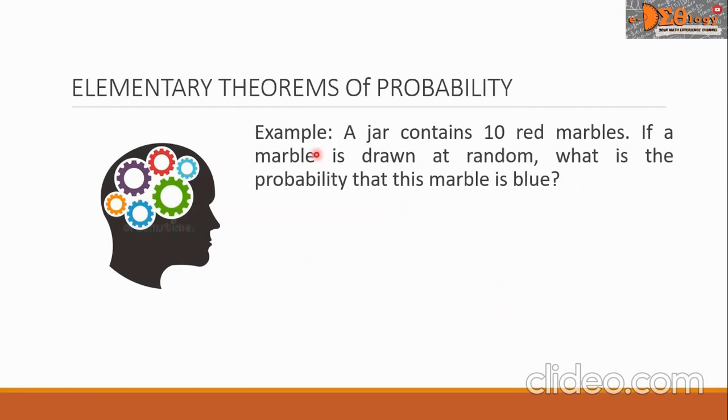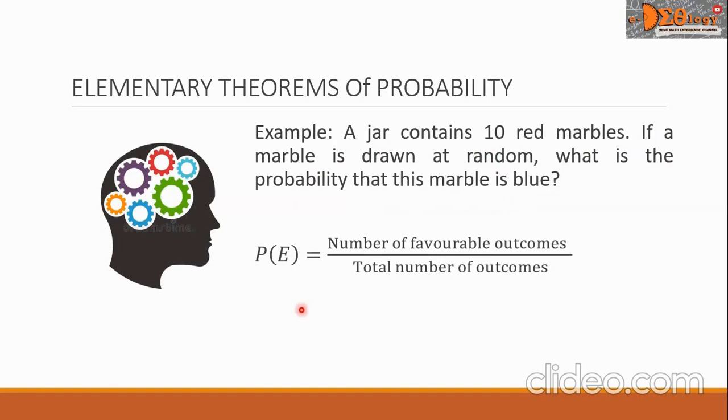As an example, a jar contains 10 red marbles. If a marble is drawn at random, what is the probability that this marble is blue? We write the formula for the probability, and that is the fraction, and the numerator is the number of favorable outcomes over the denominator, total number of outcomes.